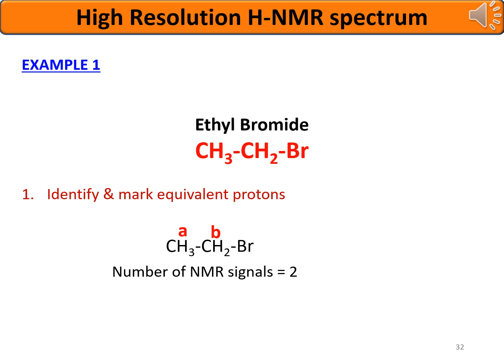The first example is ethyl bromide. The chemical formula is CH3CH2Br. So the first step is to identify and mark the number of equivalent protons. Here we can see that there are CH3 protons and CH2 protons, so we mark them as A and B. So the number of NMR signals observed is 2.